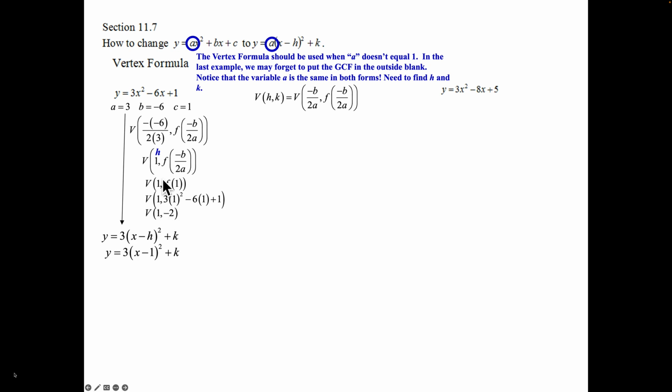Now, do you have to leave it in this point format? No. If you want to do negative b over 2a by itself, you want to plug it in without having the point format here, that's fine too. Just get to that negative 2, put it in for k, so plus a negative 2 or minus 2, and there's the equation in vertex form. This is the one I like to do. It's quicker and easier to take care of.